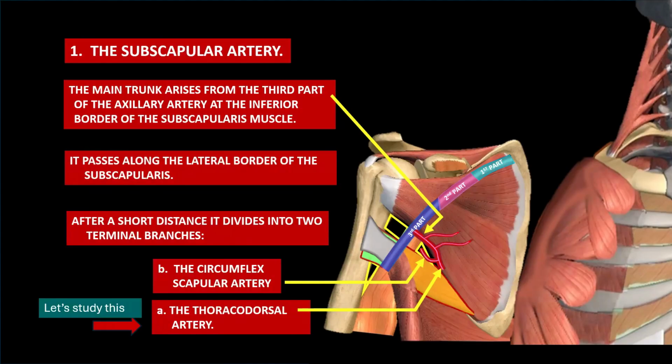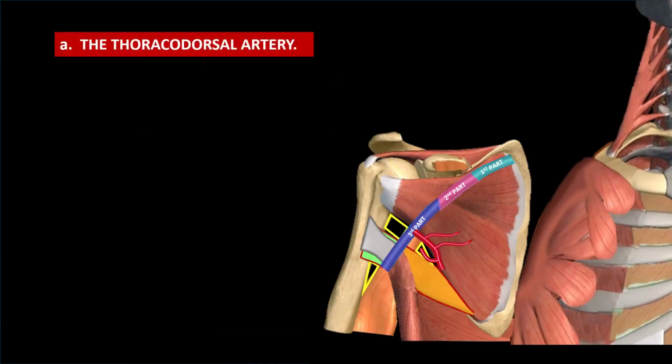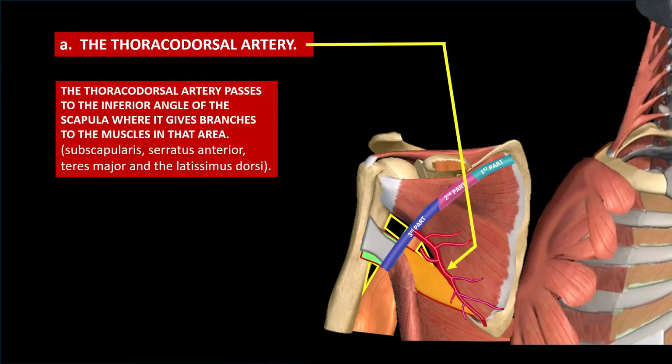Let's study the thoracodorsal artery. The thoracodorsal artery passes towards the inferior angle of the scapula, where it gives branches to the muscles in that area: subscapularis, serratus anterior, teres major, and the latissimus dorsi. This is the inferior angle of the scapula.